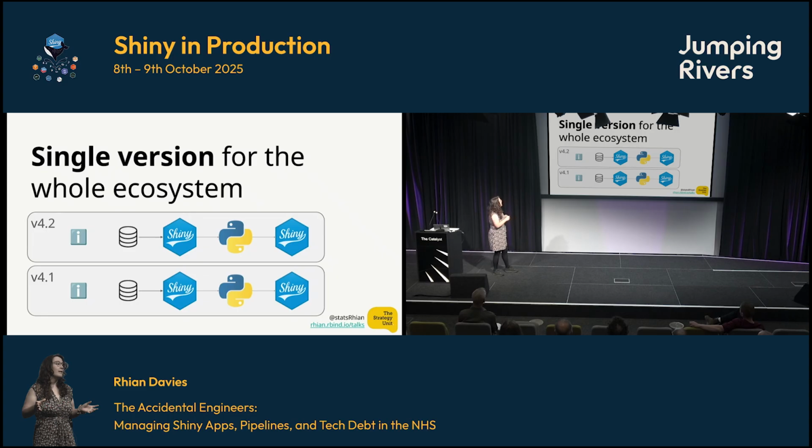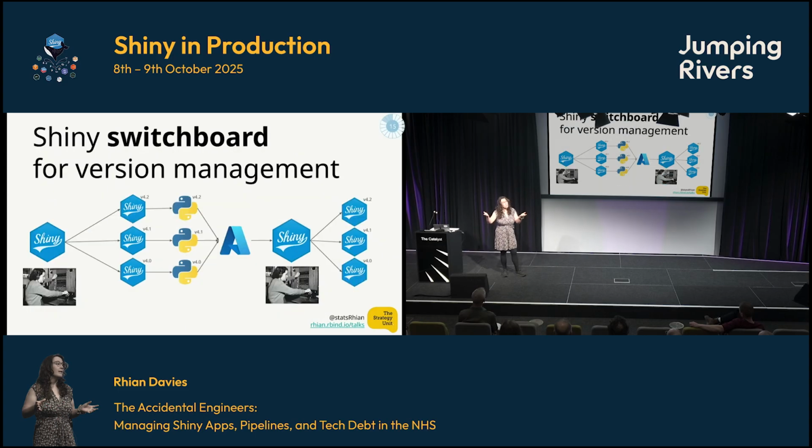One thing I think has really helped is we use a single version for the whole ecosystem. So rather than have all of the apps versioned independently, we say, look, this Shiny app, this model, it's all version 4.2. And when we do a release, we release all of the things at once. And that just keeps the comms really easy.